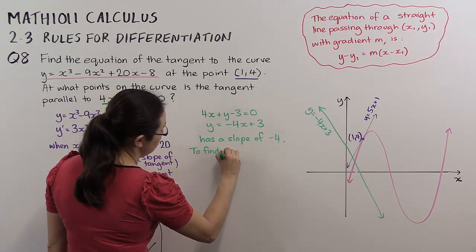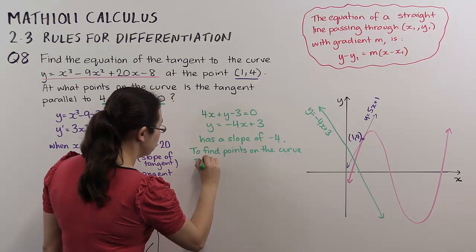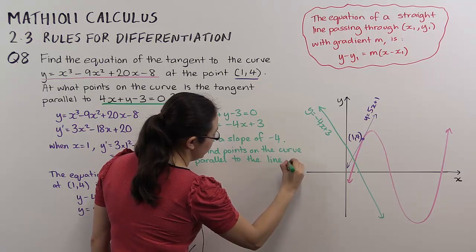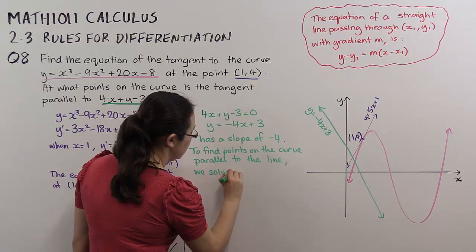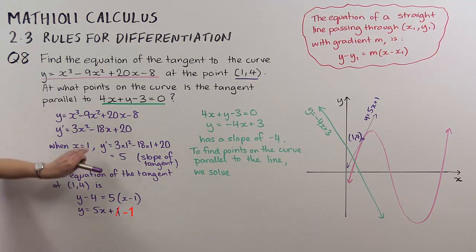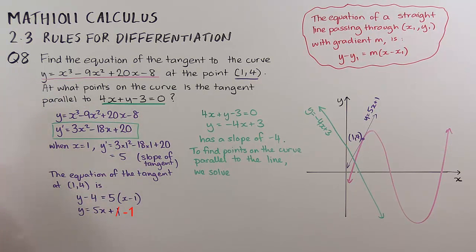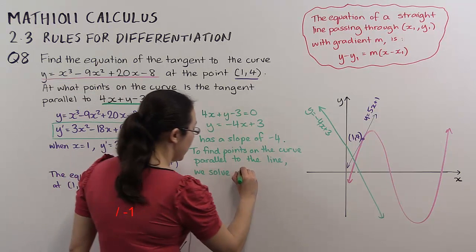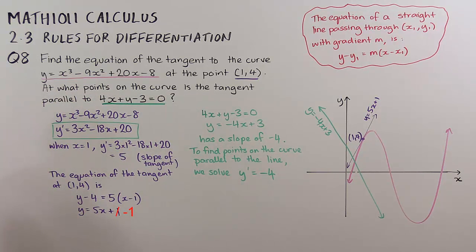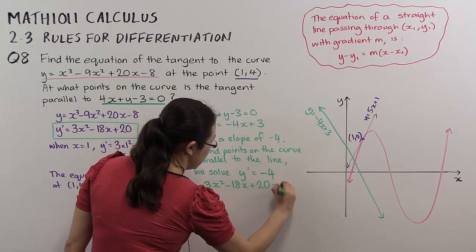To find points on the curve parallel to the line, right, this green line, we solve, right? We want to know when the gradient, when the slope is also minus 4, because same slope means parallel. So y dash is the formula that tells us the gradient of the slope, the gradient of the tangent, that is the slope. So we want to solve y dash equals minus 4 and find the x values for which that's true. So in other words, we want to solve 3x squared minus 18x plus 20 equals minus 4.